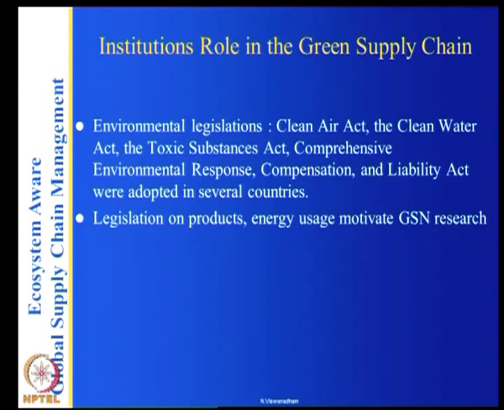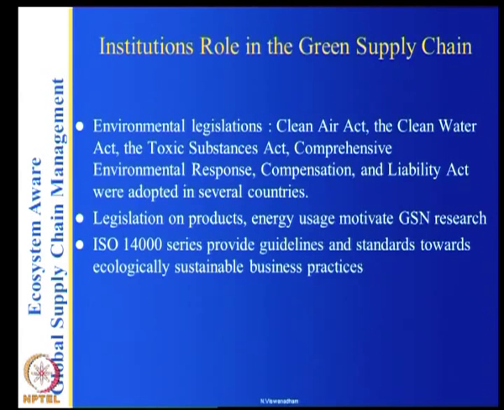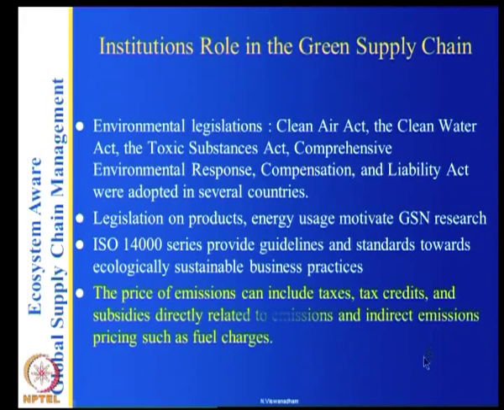And legislation on products and energy usage motivate green supply chain research. Green supply chain research is basically motivated by the legislation on products and energy usage. ISO 14000 series provide guidelines and standards towards ecologically sustainable business practices. So, there are standards available, and the price of emissions can include taxes. So, the government can give tax credits if you do less carbon emissions, and subsidize, directly related to emissions or indirect emissions pricing such as fuel charges.